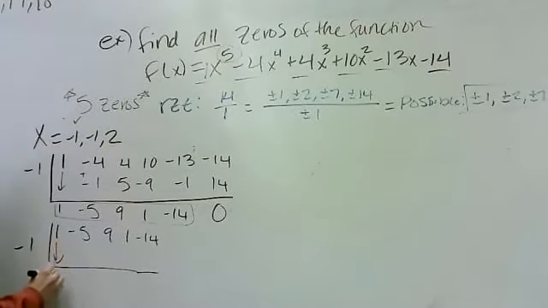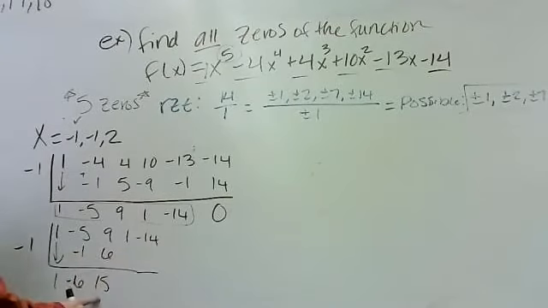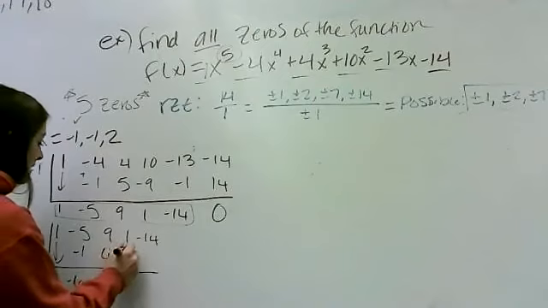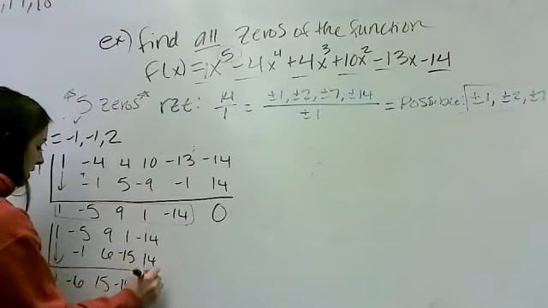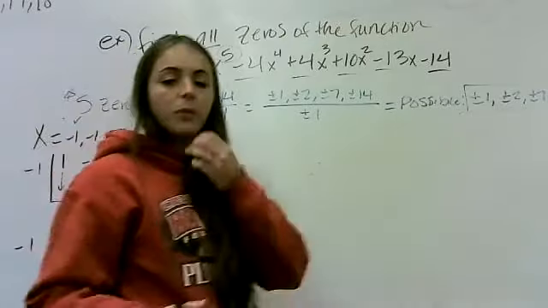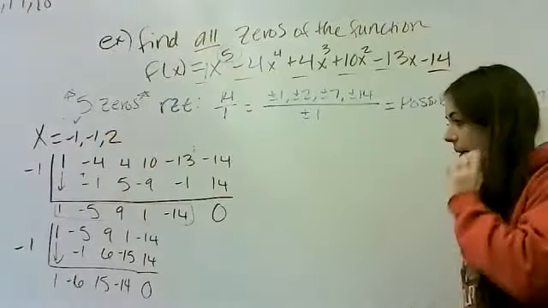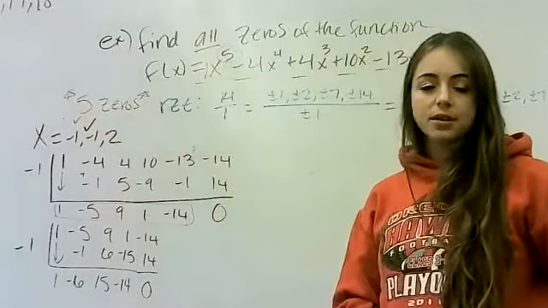Okay, so drop your first term down, 1 times -1, -1, -1 plus -5, -6. -6 times -1, +6 brings me 15. -1 times +15 is -15. Add those up, we get -14. Negative times negative makes a +14, and I get 0 as a remainder. Okay, I'm going through these a little bit quickly because synthetic division is kind of old hat to us now, right? We've done synthetic division a lot, so we should have the hang of that by now.